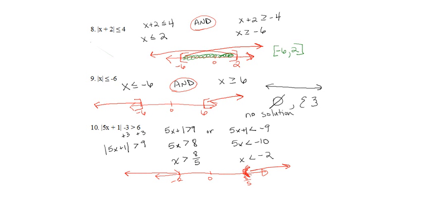Once again, my interval notation. I'm going to do it from left to right. We have a negative infinity, so we use a parenthesis with that. Our next number is a negative 2 with a parenthesis. We have a break in the graph, so we're going to use our union symbol, our parenthesis, 8/5, comma, positive infinity.